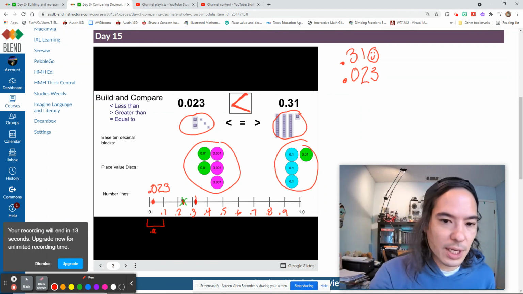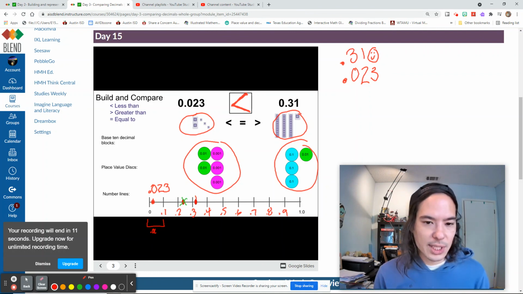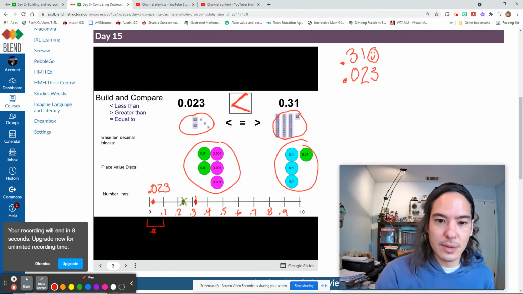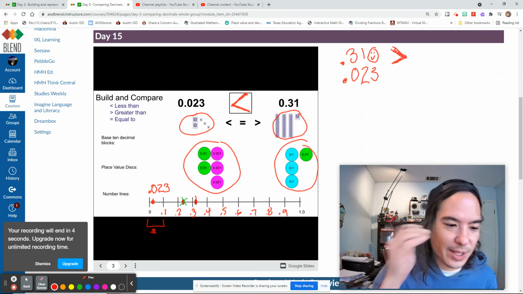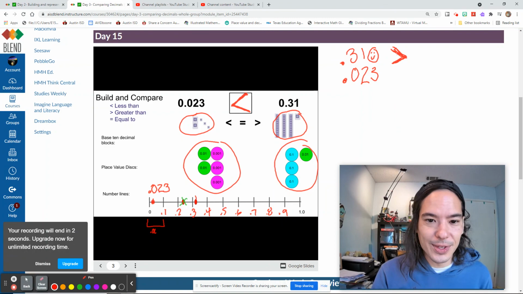Now, if we're just looking at these numbers, which number is bigger, 310 or 23? If I told you you could have 310 cookies or 23 cookies and you're an alligator, you want 310 cookies.